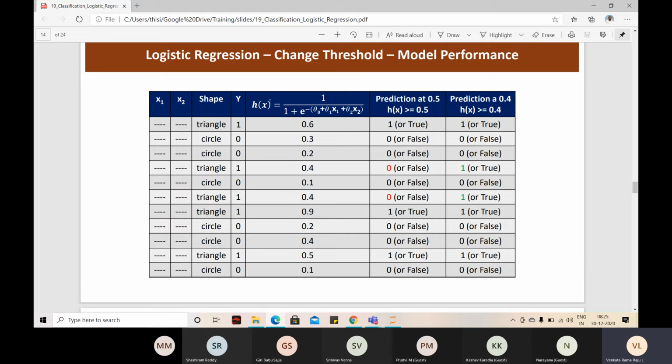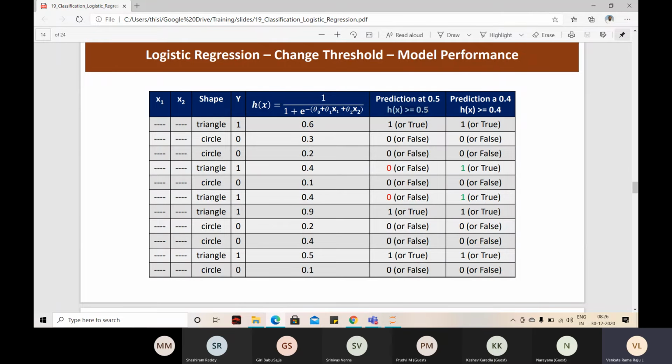And now suppose that I built a model and the hypothesis function found these probabilities 0.6, 0.3, 0.2, like that. At default threshold, the prediction is happening like this. Internally, the algorithm is actually predicting like this. After taking the probabilities, it is actually doing this function h of x greater than or equal to 0.5. Some will be true, some will be false. Do you agree? This one is going to be true.